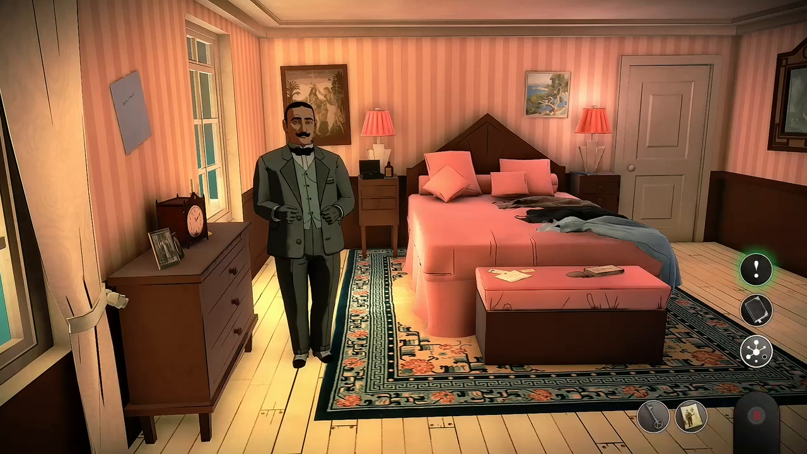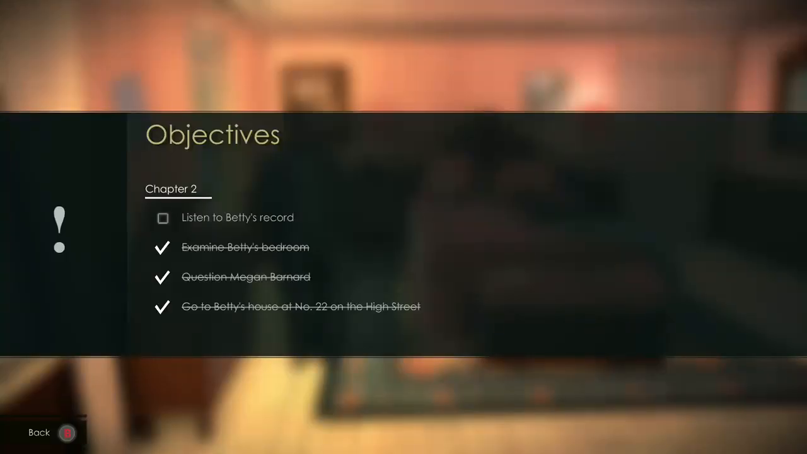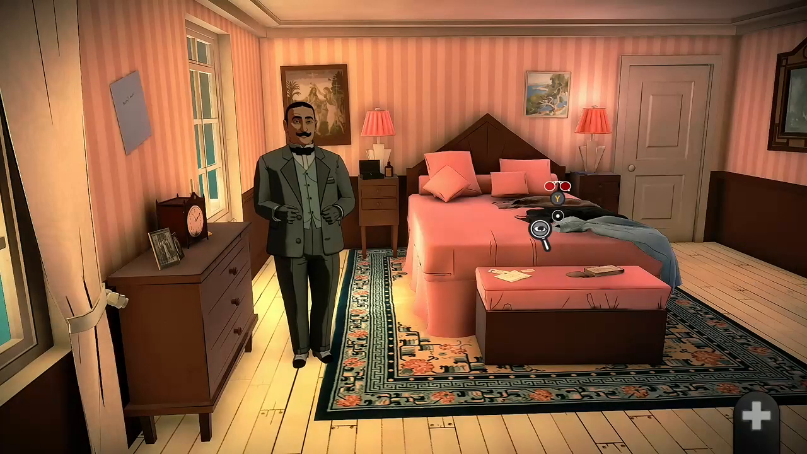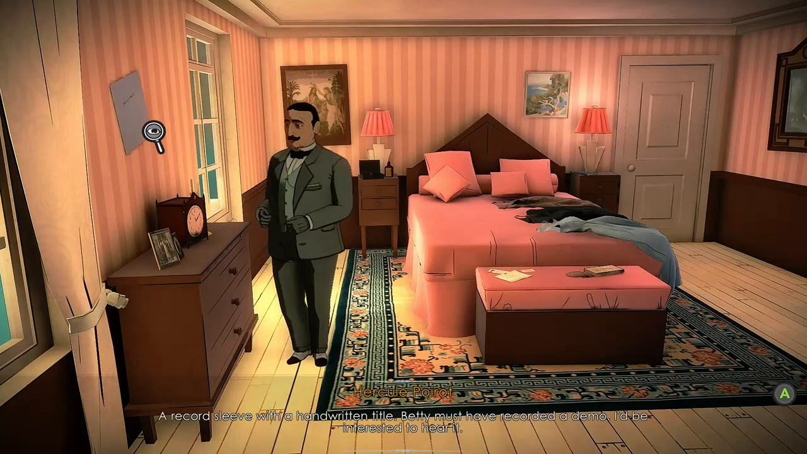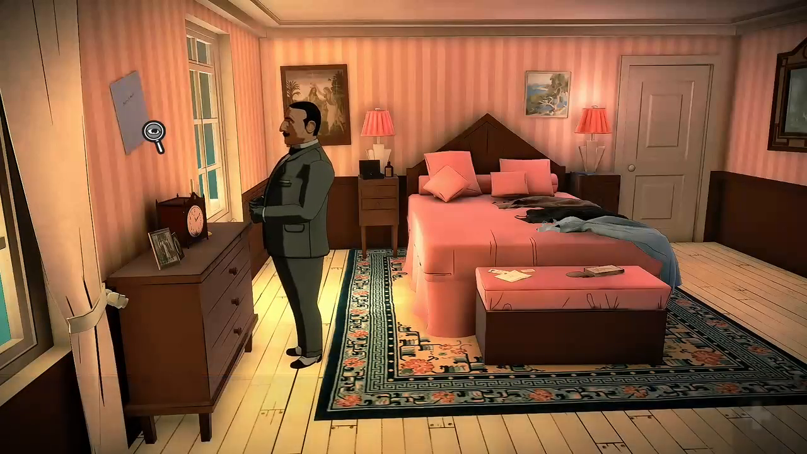Oh, he has beautiful handwriting. Wait, so she was seeing two fellas? A record sleeve. Want it? Give it.